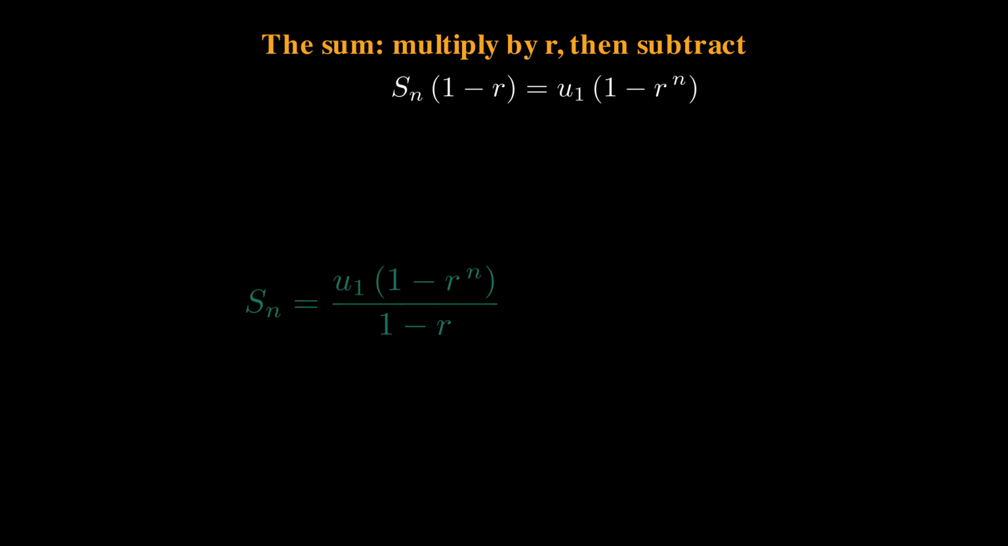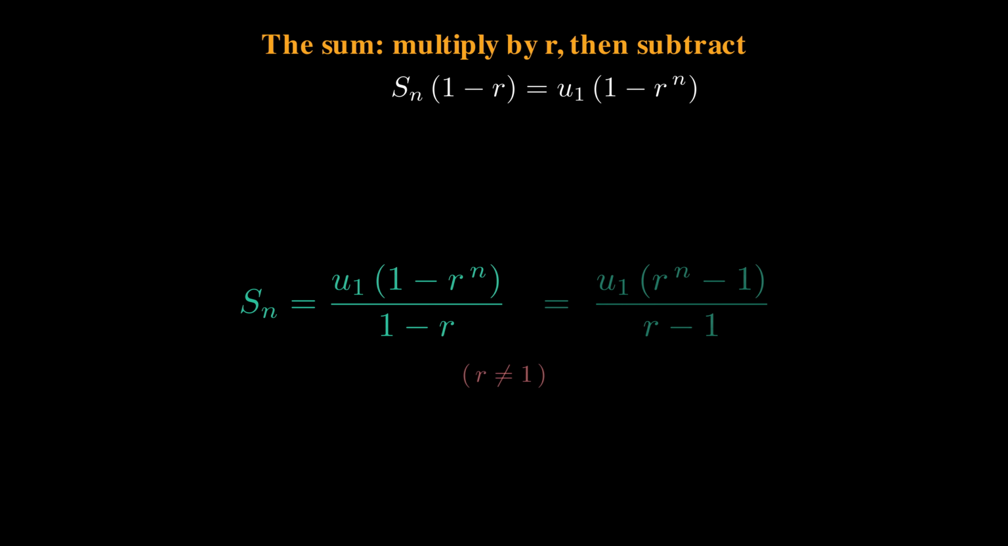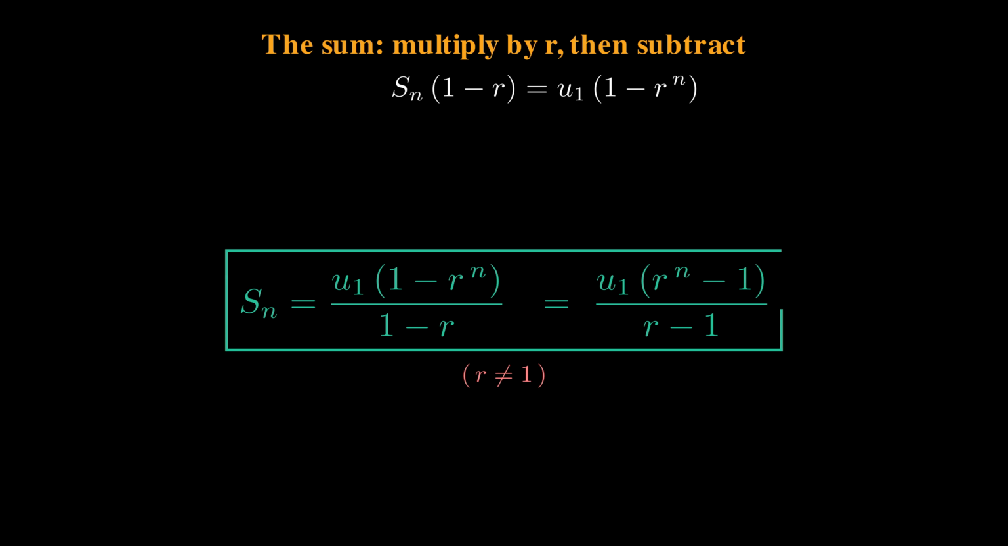But this only works if r is not 1. Because if r were 1, we'd be dividing by 0. And these two forms are identical. Multiply top and bottom by minus 1 to flip from one to the other. Both are in your formula booklet. Use whichever keeps the numbers positive. The r to the n minus 1 form when r is bigger than 1, and the 1 minus r to the n form when r is a fraction. Same answer, fewer sign slips.